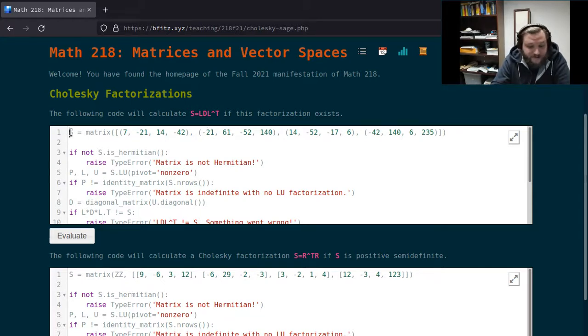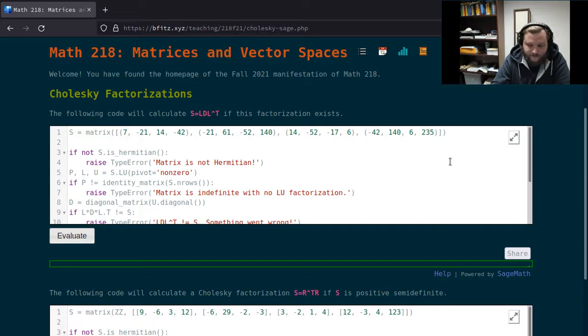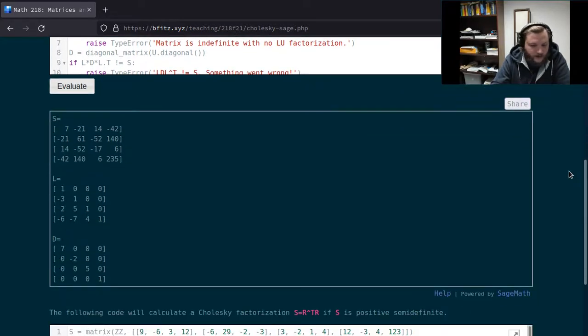I've predefined a matrix S, so put your favorite real symmetric matrix S in place of mine here. And if you click evaluate, you'll see that I have this predefined real symmetric matrix S, and then I factored S as LDL transpose, where L is this lower unitriangular matrix, and D is this real diagonal matrix.